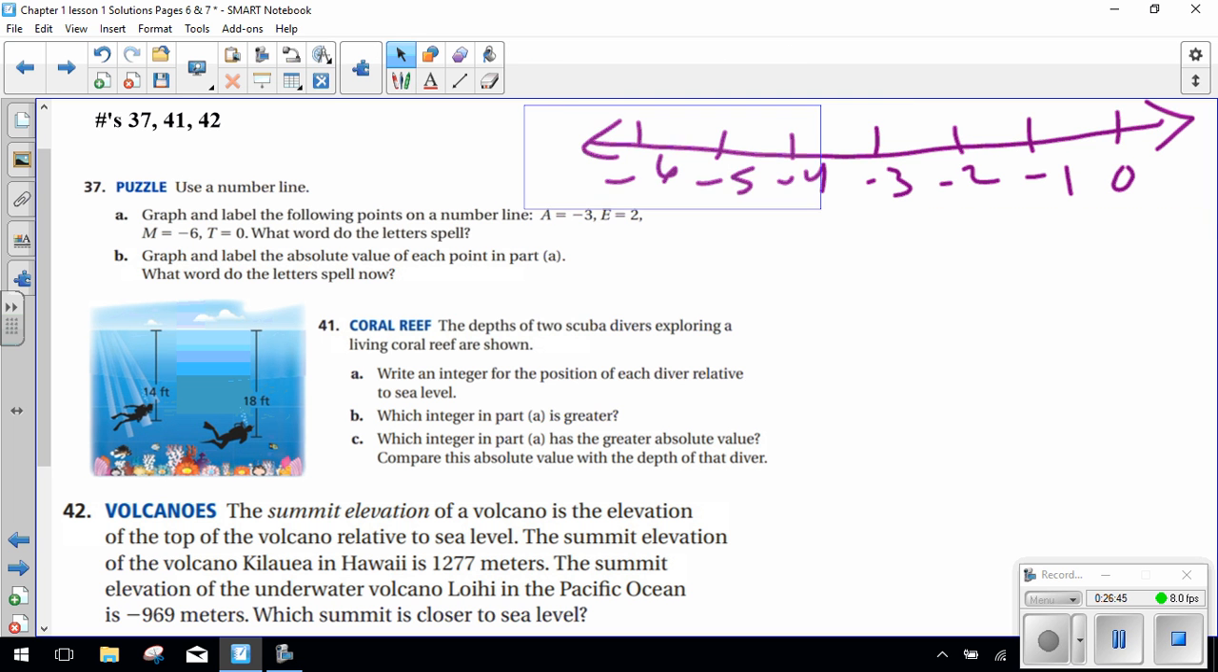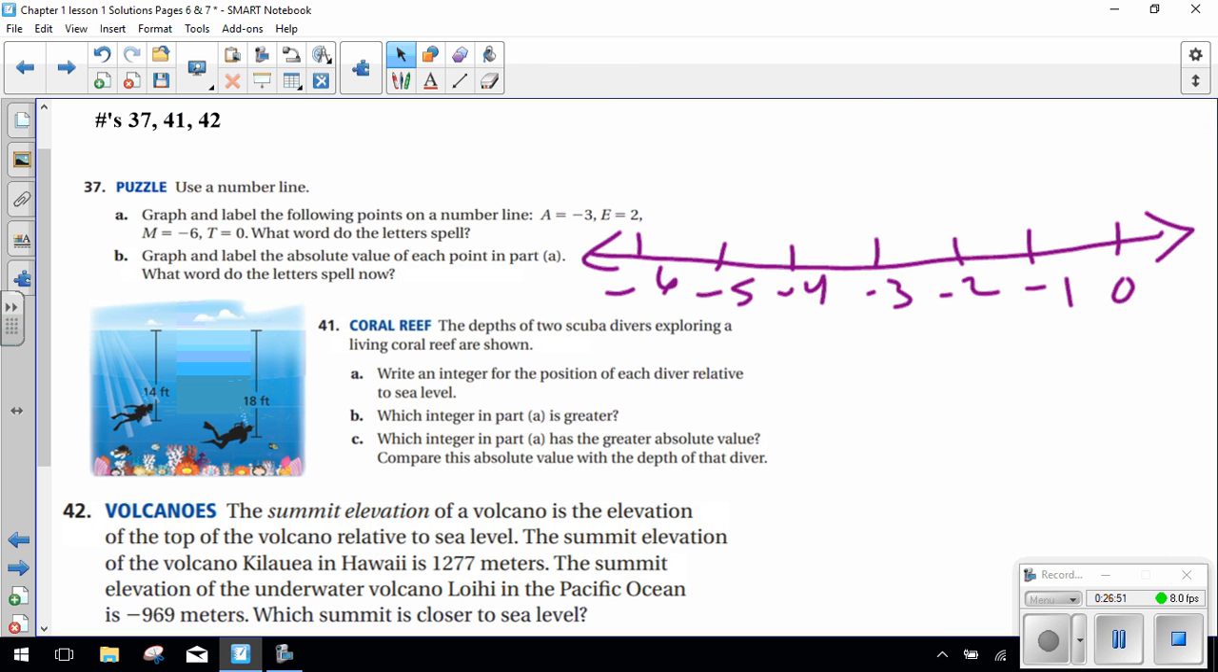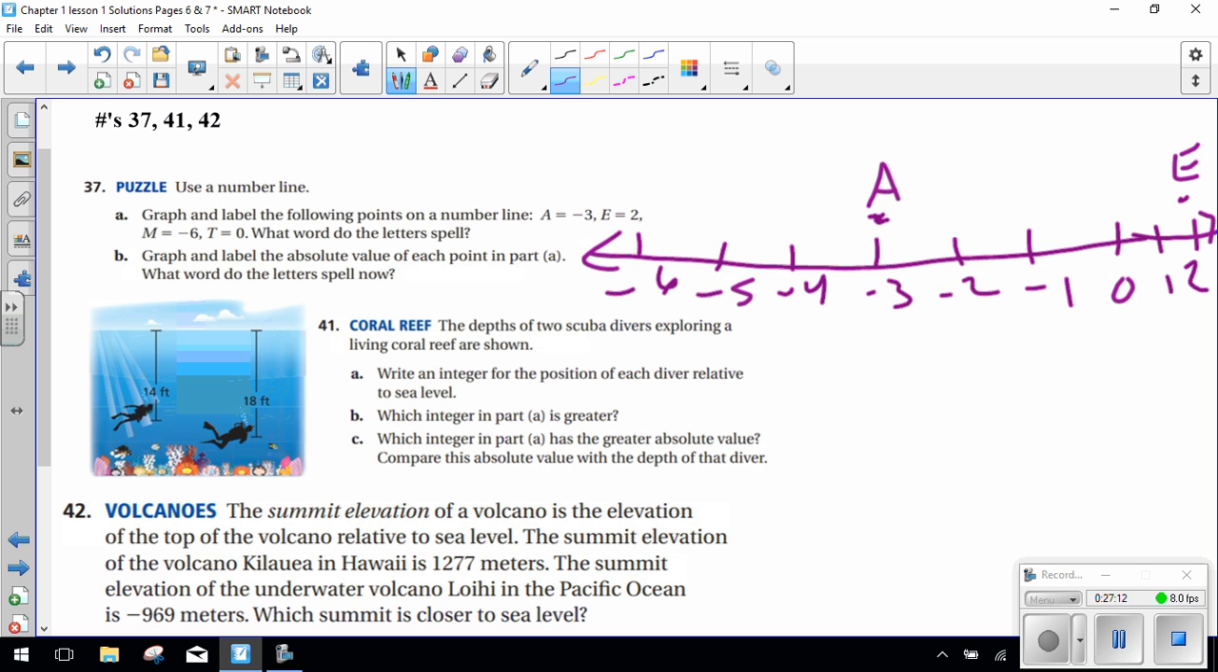Let me move this number line down just a tiny bit. Here. Okay, so we have A is negative 3. E is 2. Okay, we can do that. 1, 2. E is 2. M is negative 6. And T is 0. What word do the letters spell? So for part A, it spells the word mate. M-A-T-E.